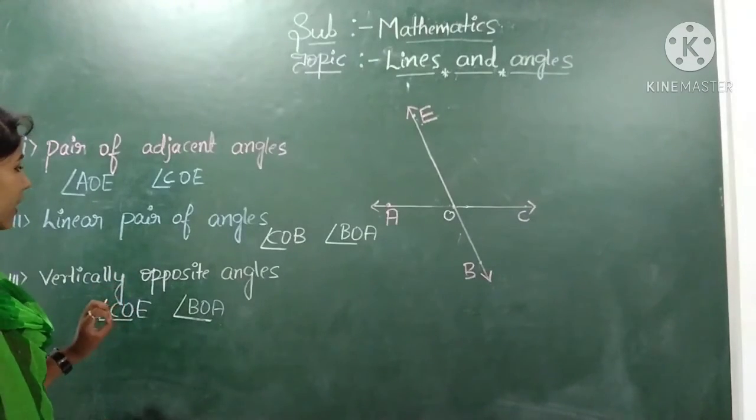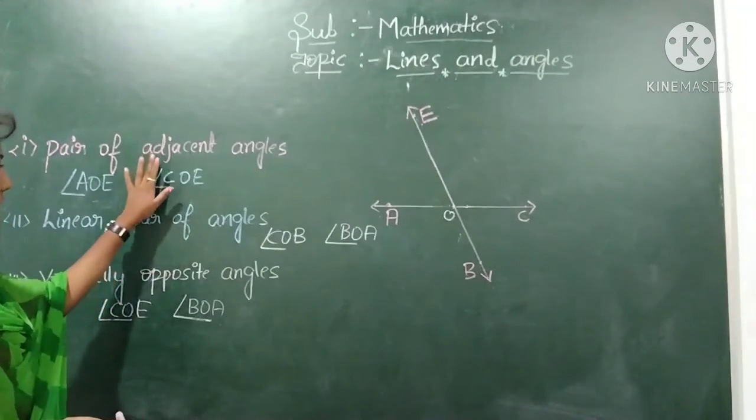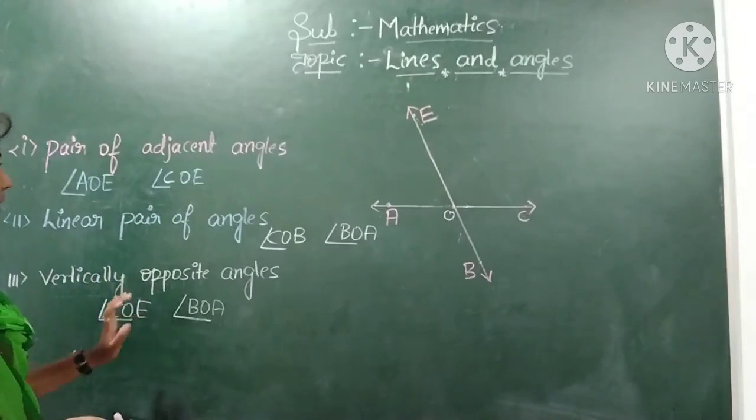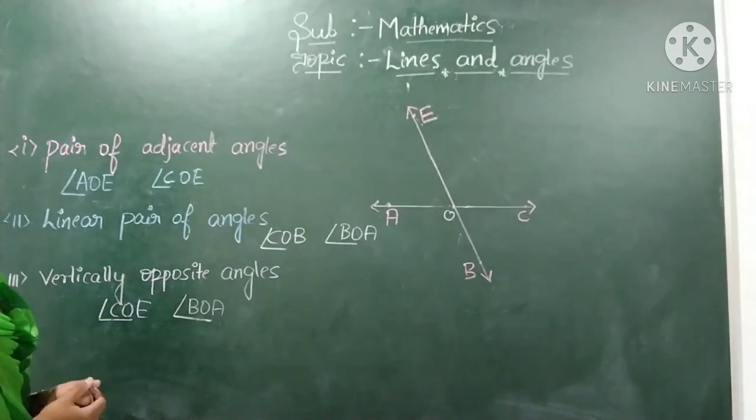So now you get the idea about the adjacent angles, the linear pair of angles and the vertically opposite angles. Thank you.